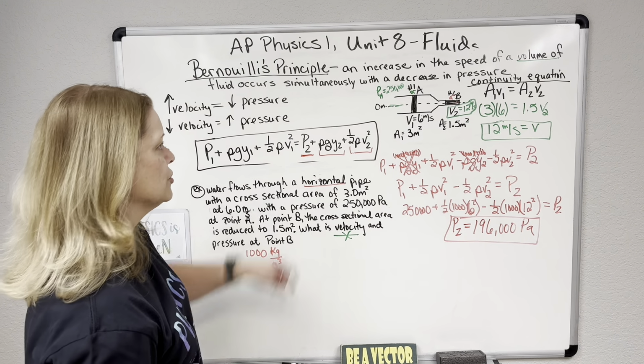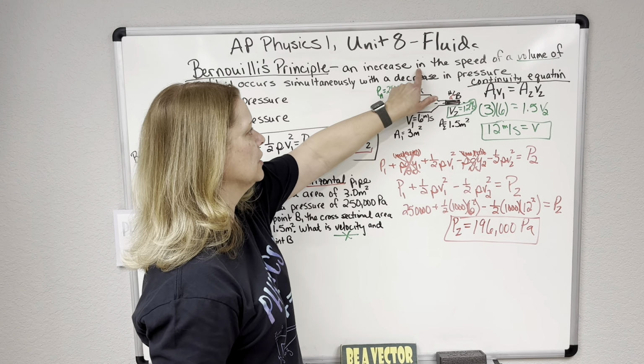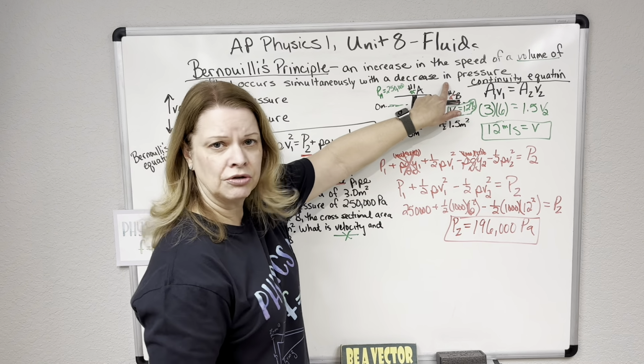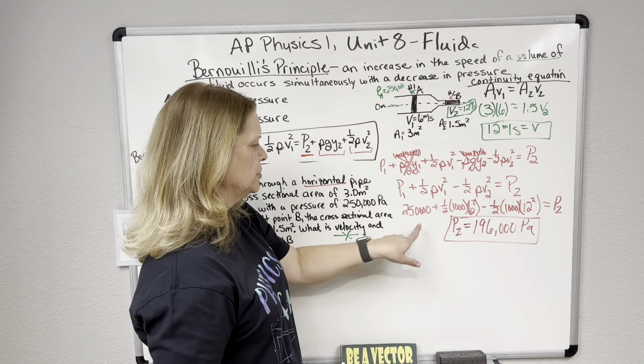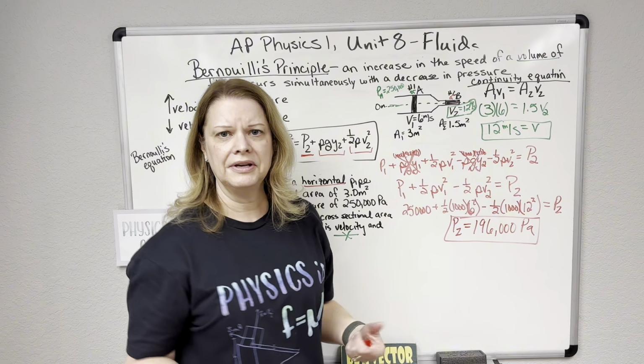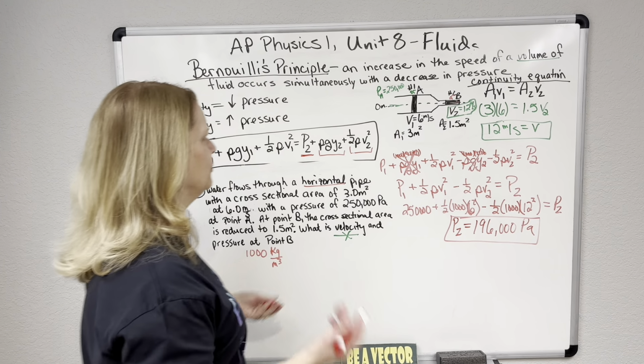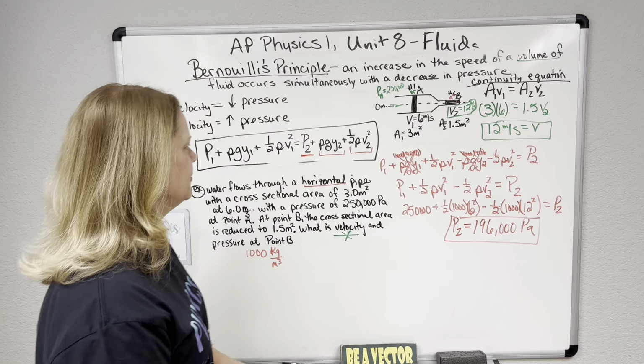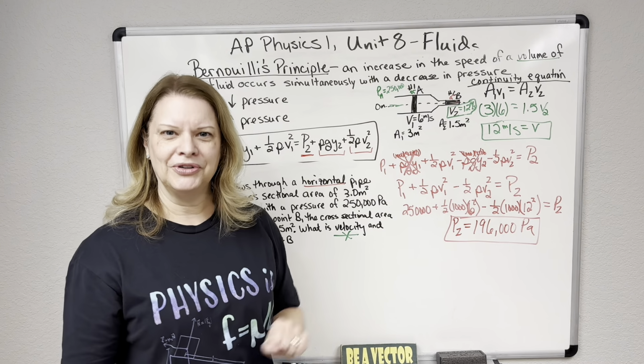And did the pressure decrease? With that increase in speed, from 6 to 12, we were expecting to see a decrease in pressure. And we did. It went from 250,000 pascals to 196,000. So it followed Bernoulli's principle. That gives us good logic that we can feel pretty good we got the right answer there. And that is Bernoulli's principle.